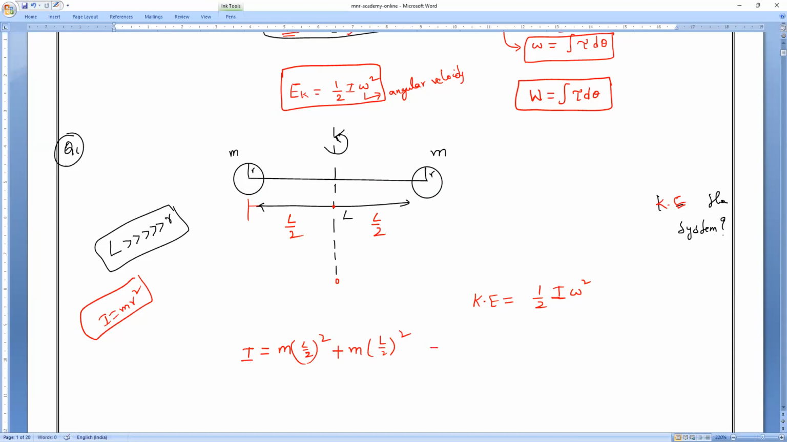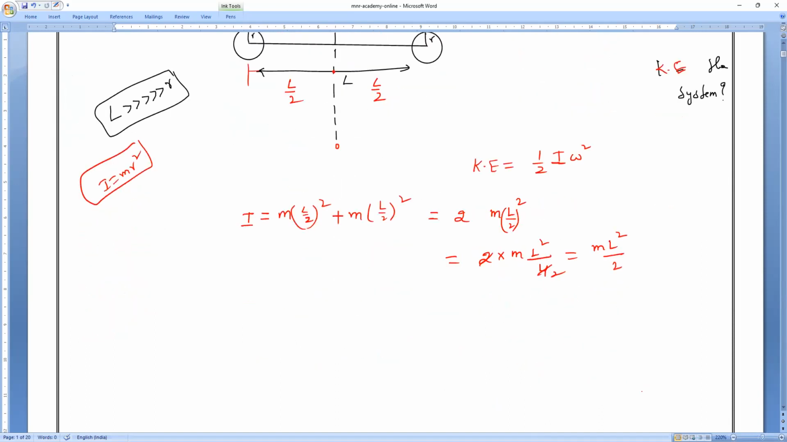So M into (L by 2) whole square plus M into (L by 2) whole square is equal to 2 times ML square, or (L by 2) whole square, you can take. So which is equal to 2 into M into L square by 2 square, means what, guys? 4. So 2 ones are 2, twos are... So what is the total moment of inertia? ML square by 2. So that's all it is. So now you can substitute in the formula.